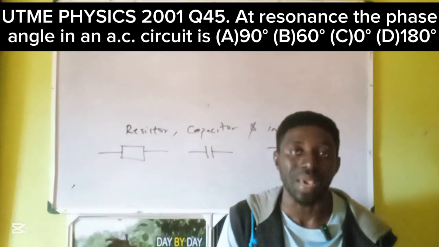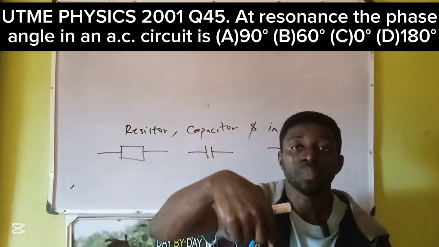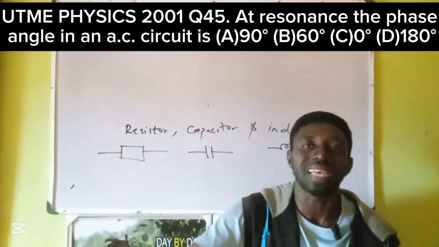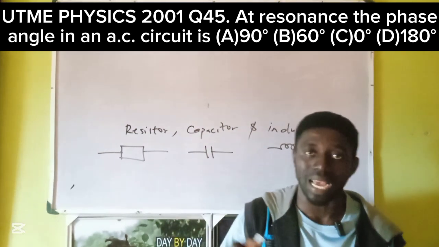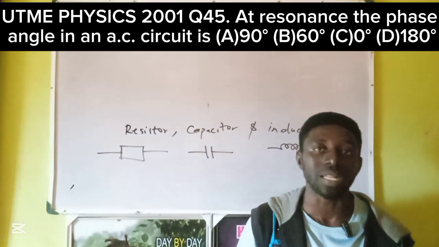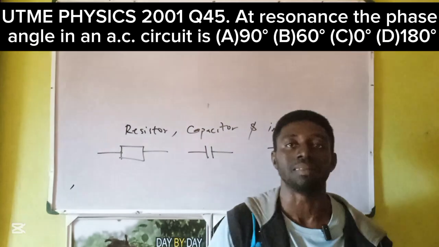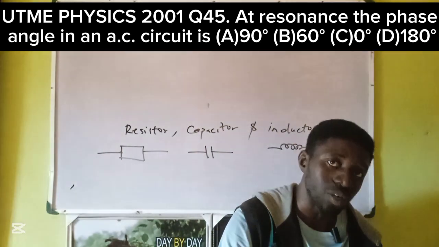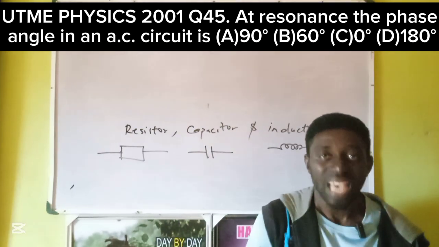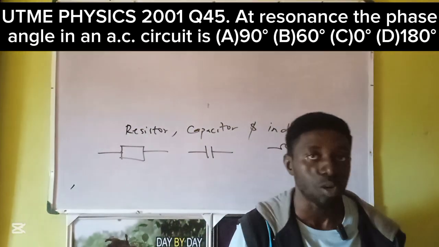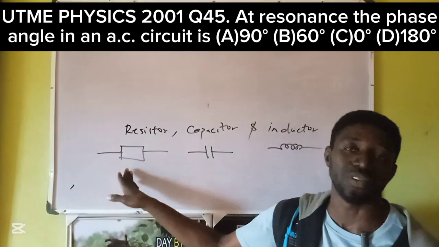If I have an AC circuit diagram that contains only a resistor, I can say that the AC current and the AC voltage are in phase. What does that mean? They move in the same pattern. None is ahead of the other and none is lagging behind. They move together. That's what I mean by phase. At every point, they maintain the same angle. That is a phase angle difference of 0. That's when we have only a resistor.